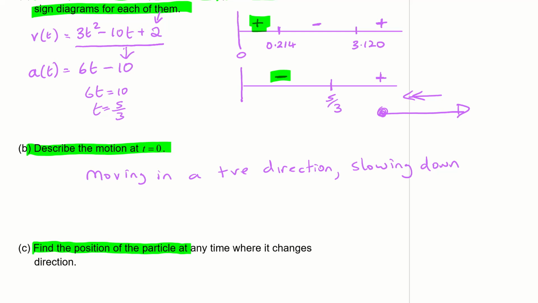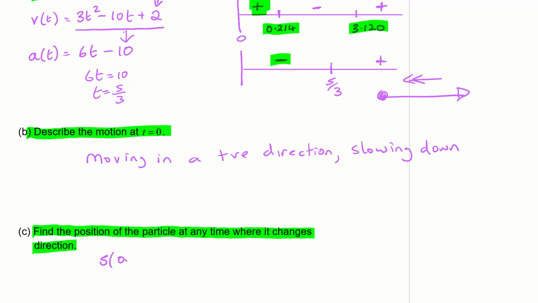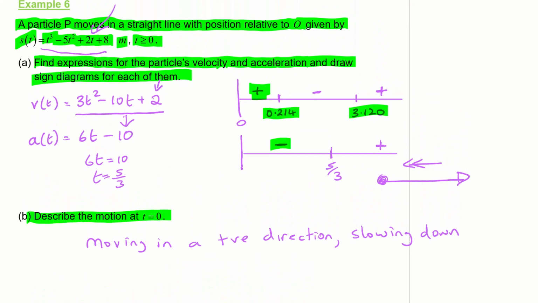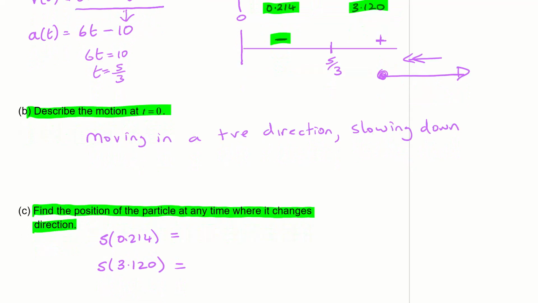Find the position of the particle any time where it changes direction. Well, the change of directions are here and here, and so we need to do S of 0.214 and S of 3.120, and that's just a case of substituting those values into our formula here. So those values are 8.209 and negative 4.061.